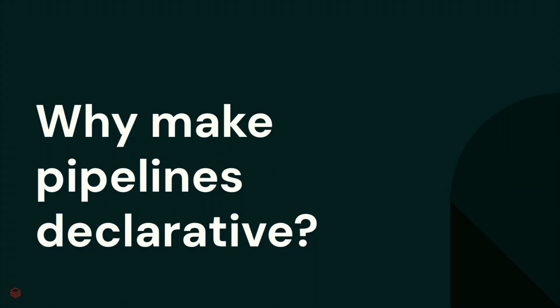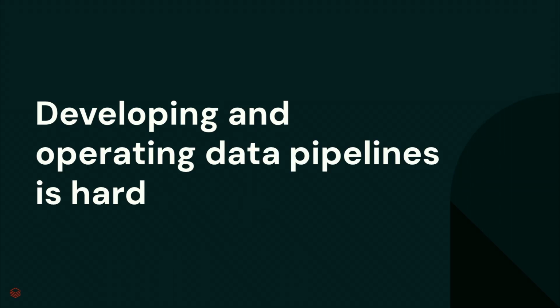So why make data pipelines declarative? The reason we built this framework is that developing and operating data pipelines is much harder than it needs to be. It requires thinking about and managing gory details that are often unrelated to a pipeline's business logic. This is the case even with Spark, which was designed to save data engineers from many of the gory details of transforming their data. To illustrate some of these difficulties, I'm going to walk through a basic data pipeline.